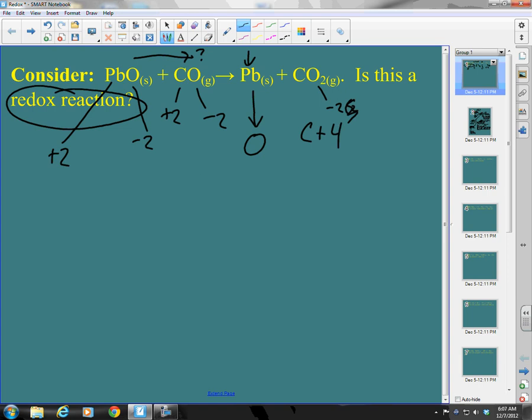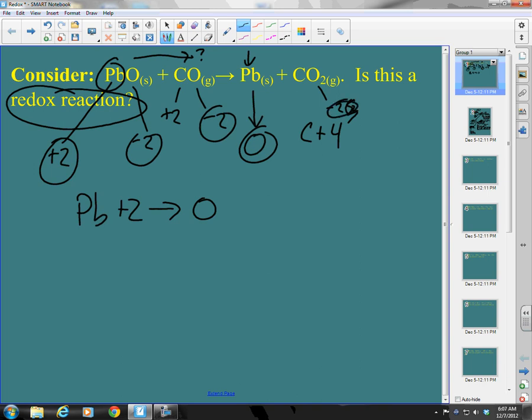Now let's figure out what is changing. Is my lead changing? Over here it is +2, over here it is 0. So my lead is going from +2 to 0. My oxygen is 2-, 2-, 2-. No, my oxygen's not changing. What about my carbon? My carbon is +2 here and +4 there. That means my carbon is going from +2 to +4. Now, what's happening? I'm going from +2 to 0.